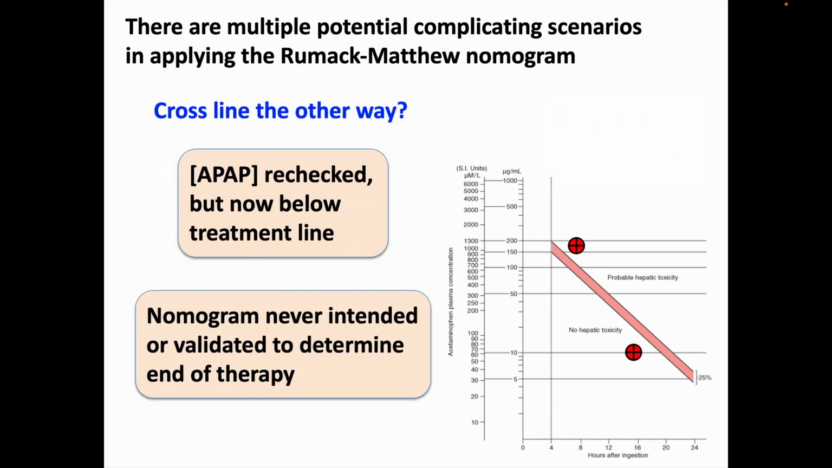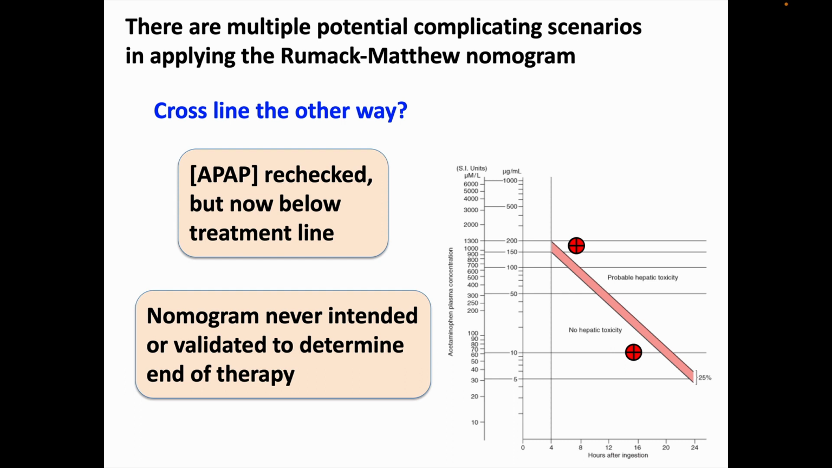Another potential error in applying the Rumack-Matthew nomogram that I've seen that sometimes occurs is just the opposite, where the patient initially has a point above the treatment line, but a repeat APAP level is obtained which is now below the line. This is a misapplication of the nomogram since it was never intended to be used to determine when to stop treatment. It was only intended to determine when to start treatment.